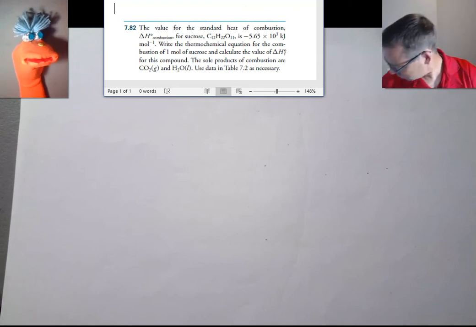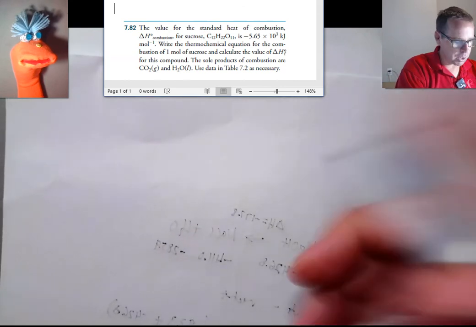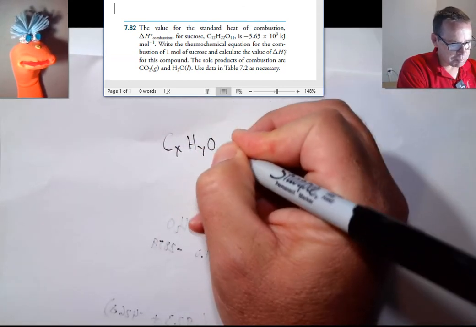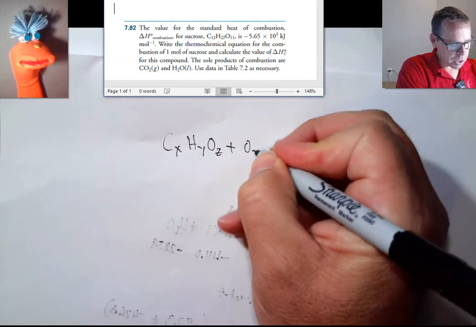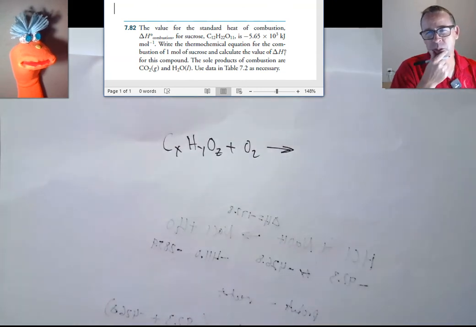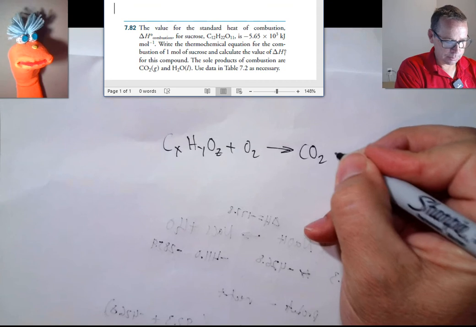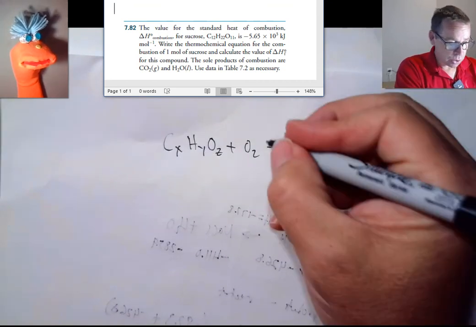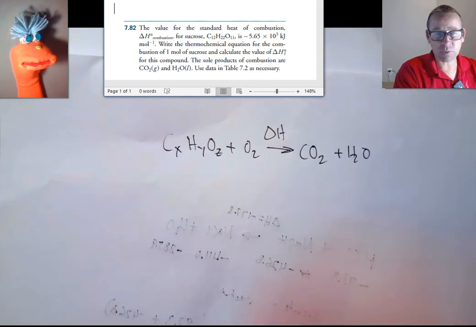So let's get a little piece of scratch paper here and remind ourselves of what a combustion reaction looks like. It's going to look something like this: CxHy, maybe O, maybe N, maybe not Z, combining with oxygen gas. And what are the products of combustion? Carbon dioxide and water. Very good. So that's a combustion reaction. So any delta H associated with that will be the delta H of combustion.